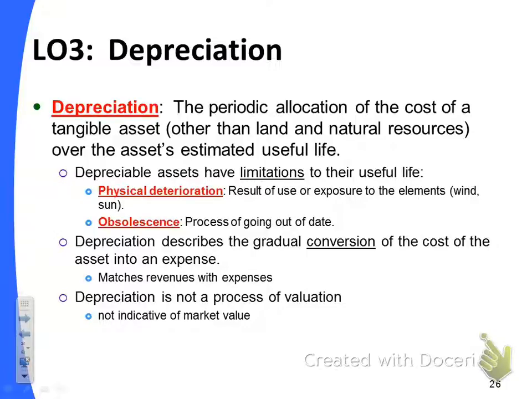Pretty much every long-term asset that you have is going to have a point in time when it has to be replaced or upgraded or fixed, etc. So you have depreciation because of a couple of different reasons. You have the physical deterioration of that item. It's wearing down, it's getting used up over time. And then you have what's called obsolescence, which is the process of something going out of date.